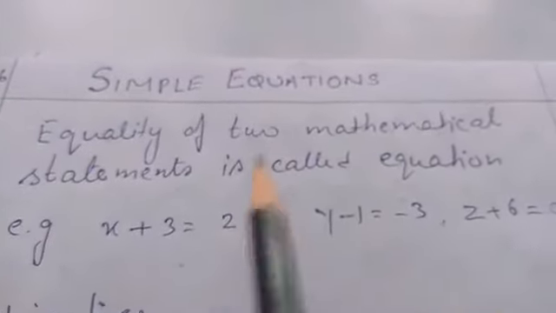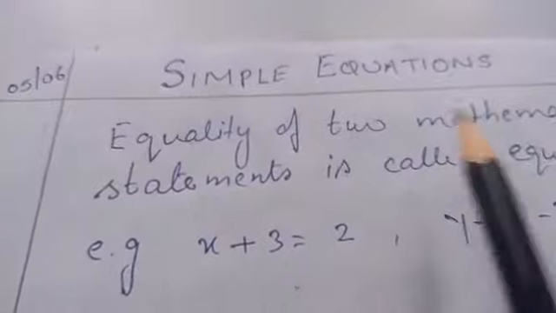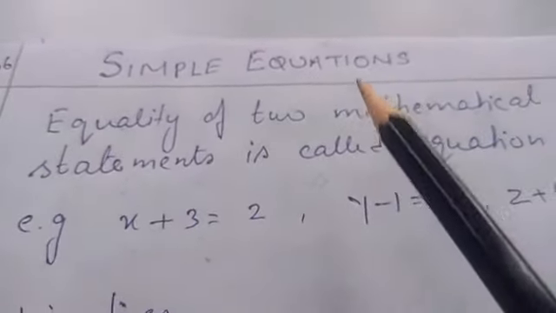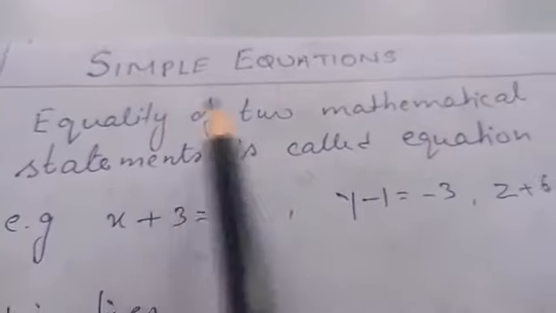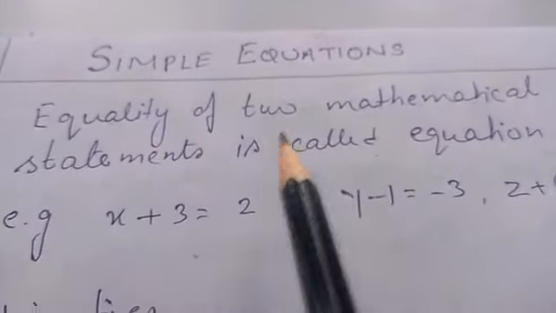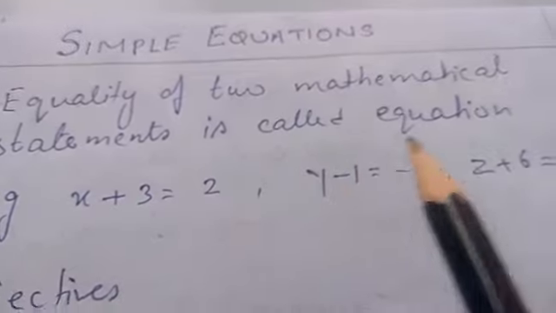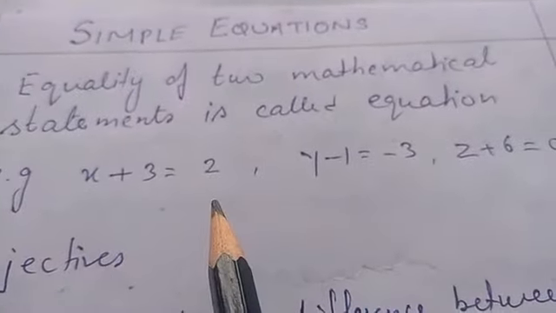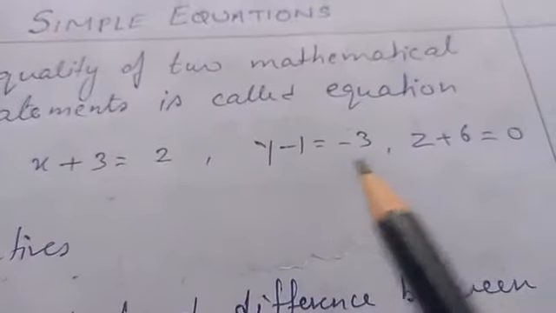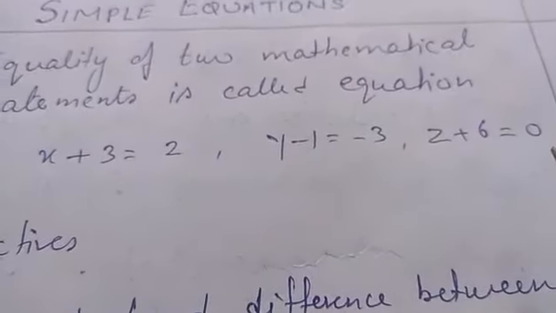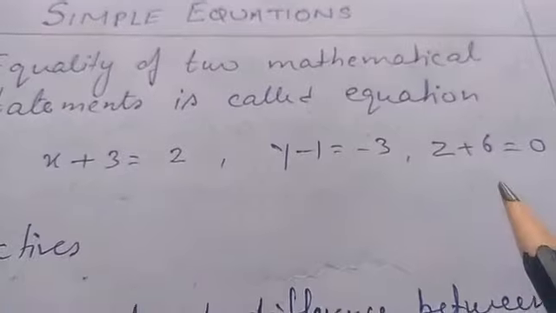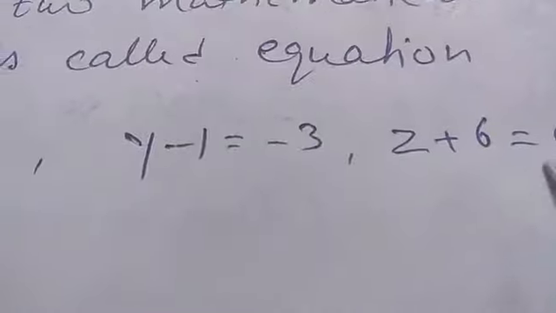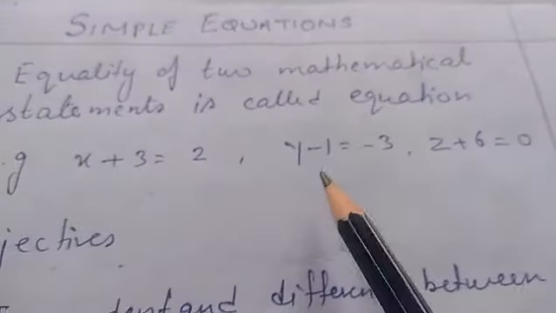Let me start with simple equations. As I told you, today I'll be discussing mainly the objectives. So let me once again revise this. What is a simple equation? Equality of two mathematical statements is called an equation. For example, x plus 3 is equal to 2, y minus 1 is equal to minus 3, z plus 6 is equal to 0. These are all mathematical statements where we are using the is equal to sign. So these are called equations.